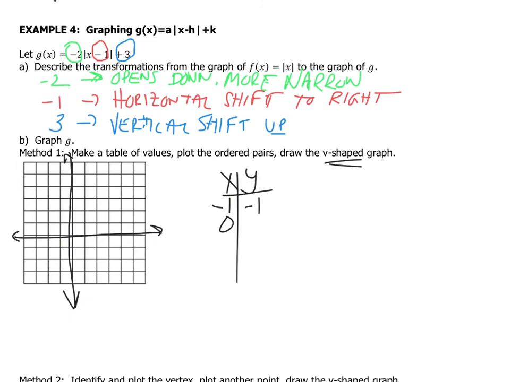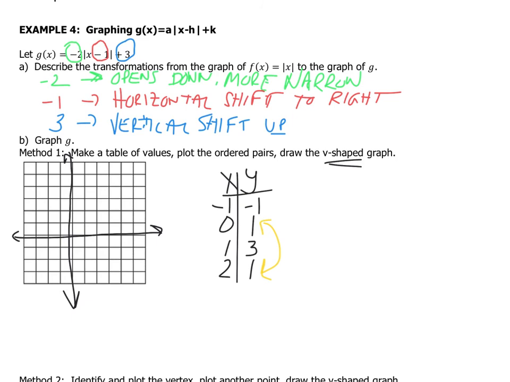0 goes in. My inside is now -1. The absolute value makes it +1. Times -2 is -2. Plus 3 is 1. 1 goes in. I get a 0. Times the -2 is still a 0. Plus 3 is 3. I plug in a 2. If 2 goes in, I get a 1 times -2 is -2. Plus 3 is 1. So again, this right here is what I am looking for.